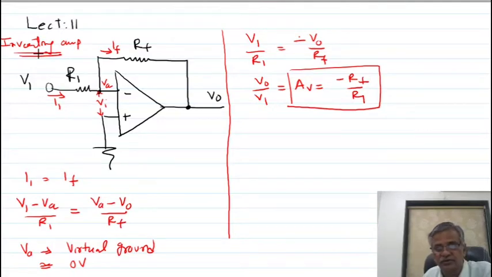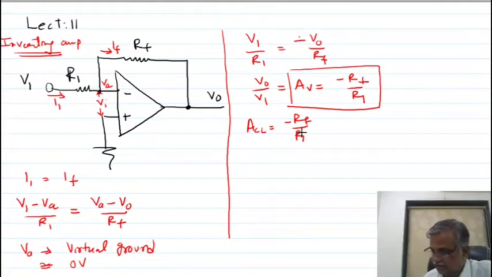Let us do one numerical based on this inverting amplifier. This is your equation of the voltage gain for an inverting amplifier. The minus sign indicates a 180 degree phase shift with the input signal. Here I have written closed loop because the loop is closed here, that's why I have used the symbol ACL.